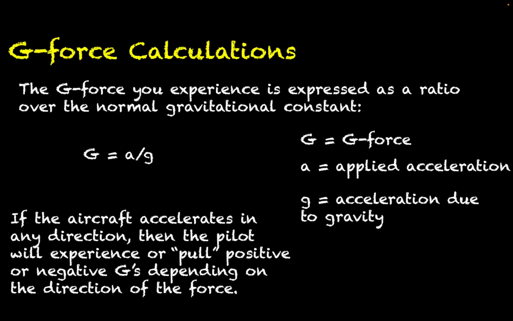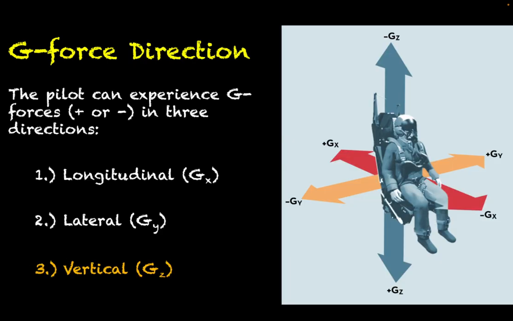So little g, the gravitational force due to Earth's gravity, is always going to point down towards the center of the Earth. But the applied acceleration can point in any particular direction at all. So that's going to complicate these calculations a little bit. We're going to simplify things for the sake of keeping things simple, but that's the basic idea.